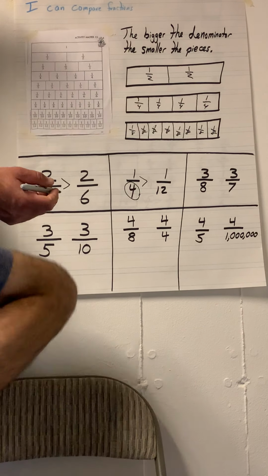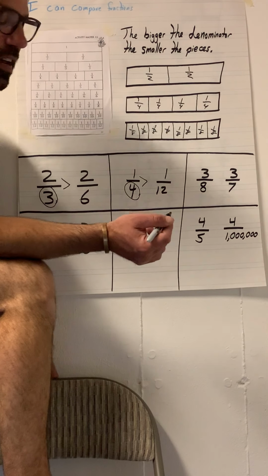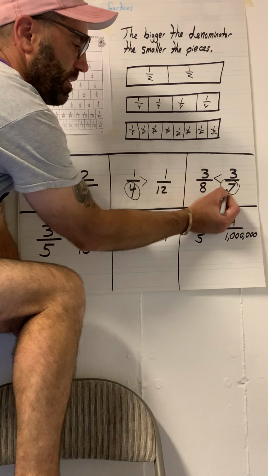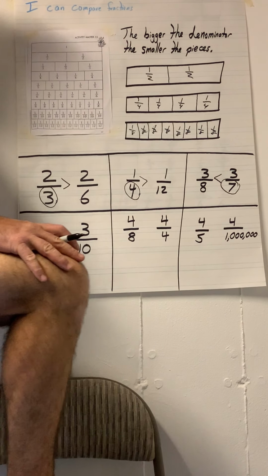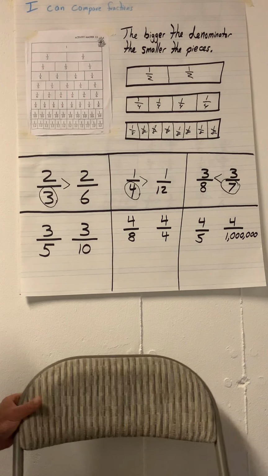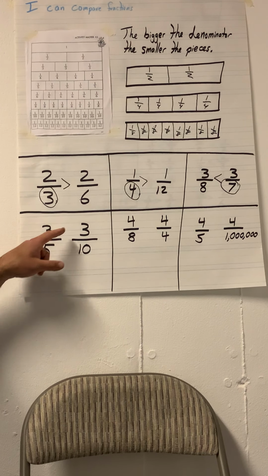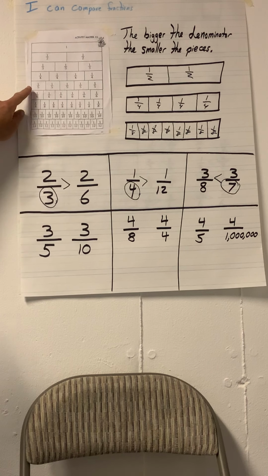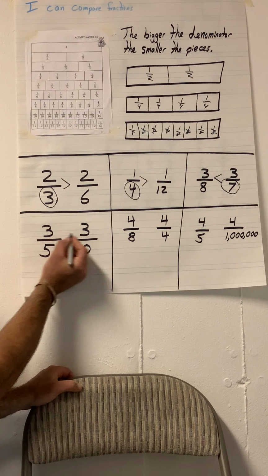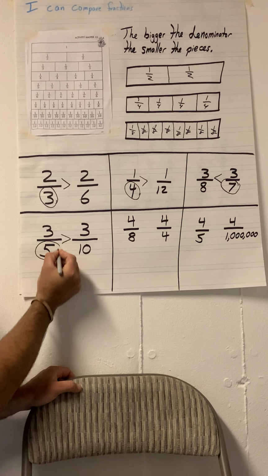So I have 3/8 or 3/7. Sevenths and eighths are really close, but sevenths are going to be bigger because sevenths are just a little bit bigger than eighths. Ready? 3/5 or 3/10. Well, there's fifths, there's tenths. Fifths are bigger. They're both 3, so fifths are going to be bigger.